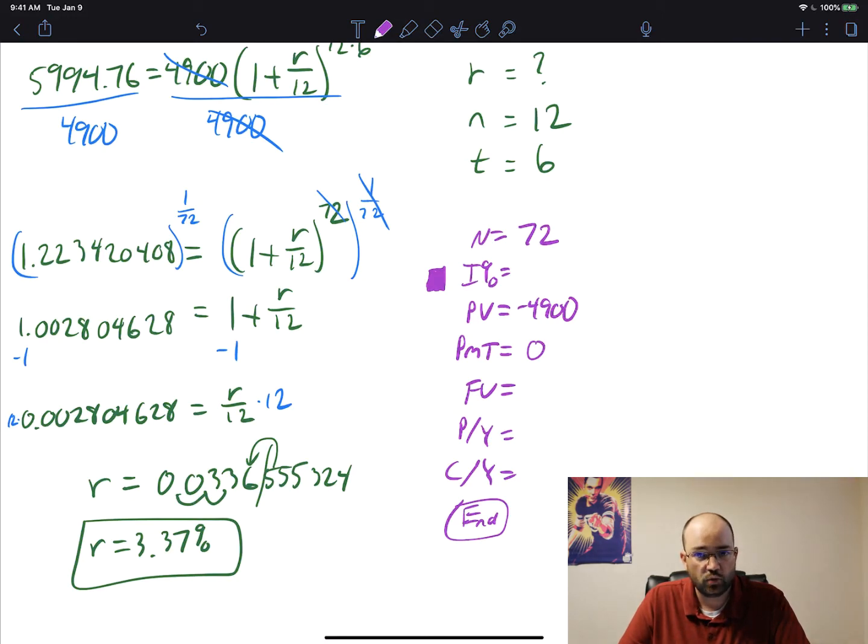Future value is how much it's all worth. Well, it's all worth $5,994.76. And notice that this is positive because basically the bank is saying, here you go, have the money back. We're giving this back to you in a larger amount. P/Y, C/Y. Well, how many compounding events per year are there? There are 12 of them. So make both of those 12. And then just type it in. Now, I'm going to go ahead and take you to the calculator and show you what's going to happen. See you there.